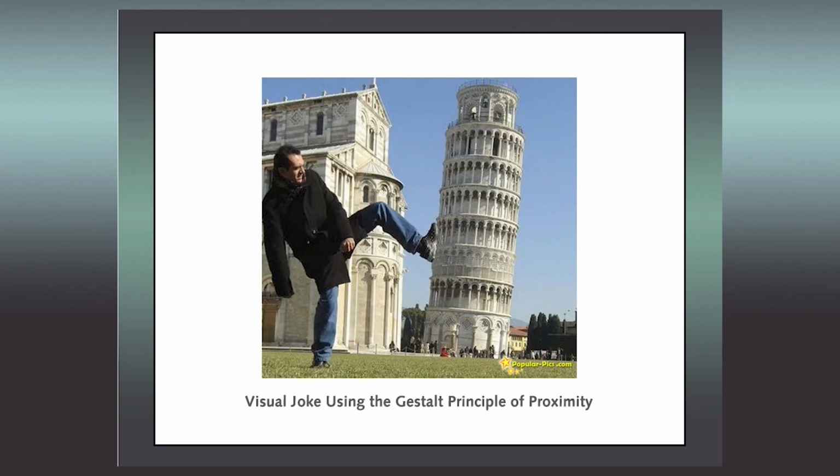Here's an example of using proximity deliberately to make a visual joke. We all know that the man is not the height of the tower, but the flatness of the photo plus the Gestalt principle of proximity makes it seem as if he can push over the tower with his foot.